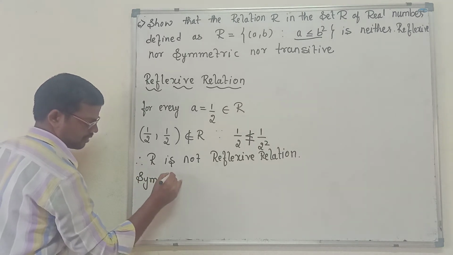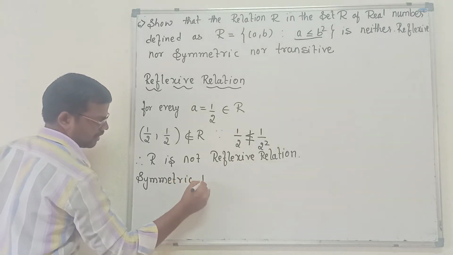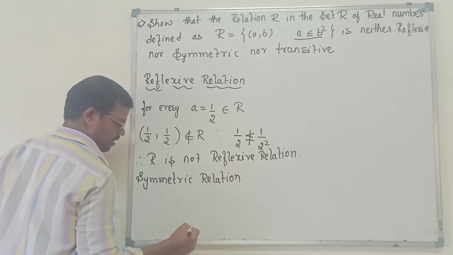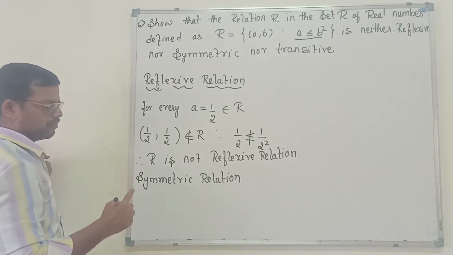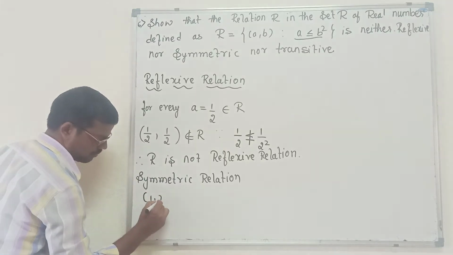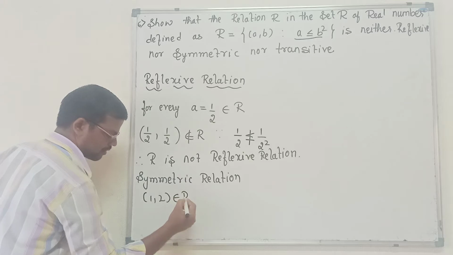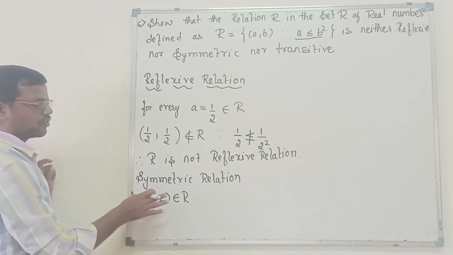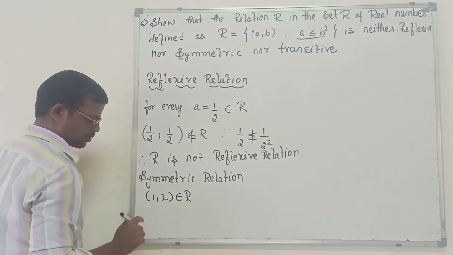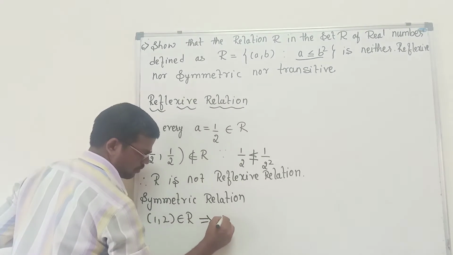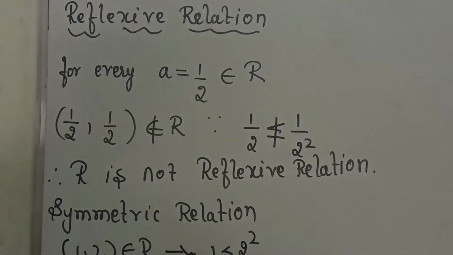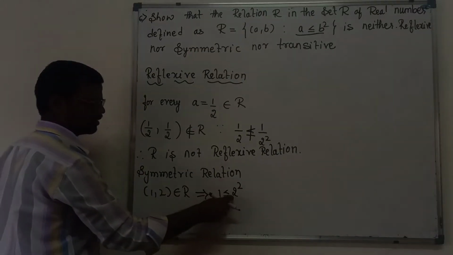Symmetric relation means we need one ordered pair. Let me consider one ordered pair, (1, 2) belongs to R. We have to take numbers only to prove this. (1, 2) belongs to R implies that 1 is less than or equal to 2 square. It is obvious: 2 square means 4, and 1 is less than 4.